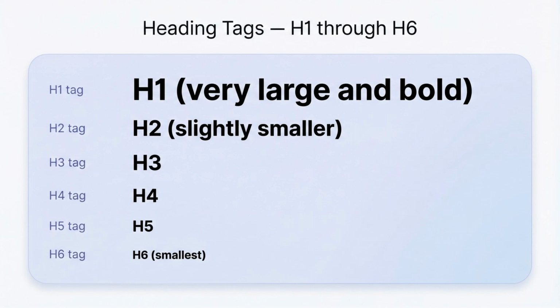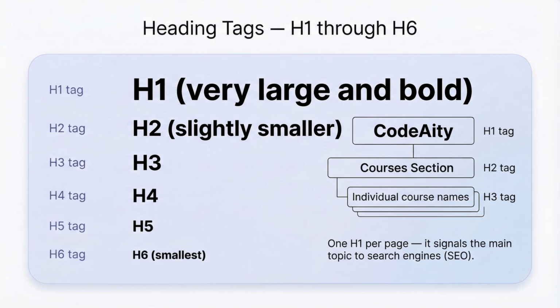For titles and headings, HTML gives you 6 levels, H1 through H6. H1 is the largest and most prominent, H6 is the smallest. But here's what's crucial to understand. You don't choose heading levels based on how big you want the text to look. You choose based on priority. H1 is for the most important heading on the page, H2 for the next level down, and so on. A critical rule: use only one H1 per page. That H1 tells search engines and users what the entire page is about.